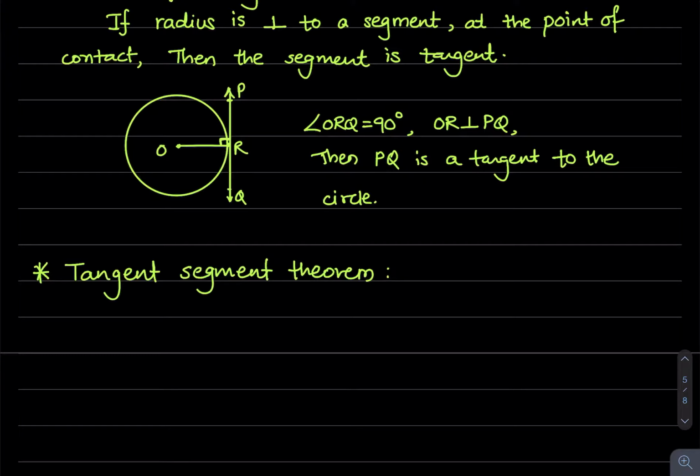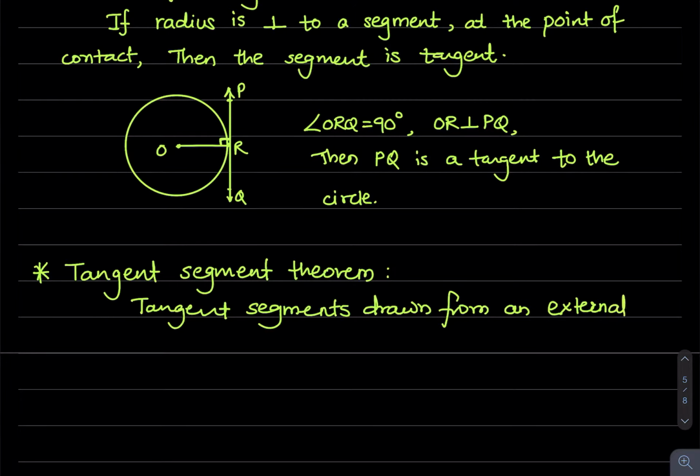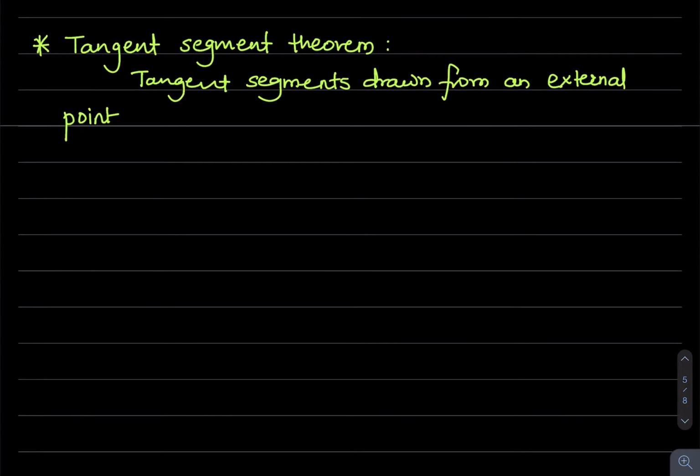So the statement of this theorem is: tangent segments drawn from an external point to a circle are congruent.